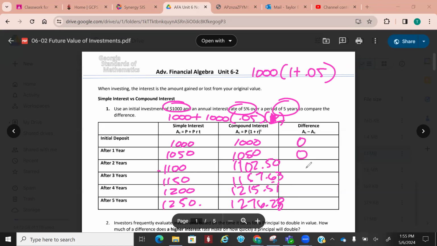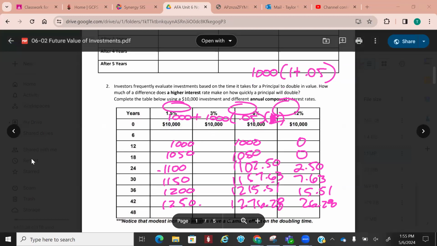Now for the difference, you're going to subtract this column from this column. So still 0 for this one, and then $2.50 for this one, and then $7.63 for this one, $15.51 for this one, and $26.28 for this one. That shows you that compound interest over a long period of time is the better option. At the very beginning, it really doesn't matter, but later on, it does matter.